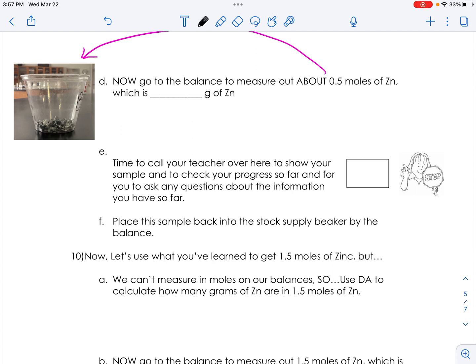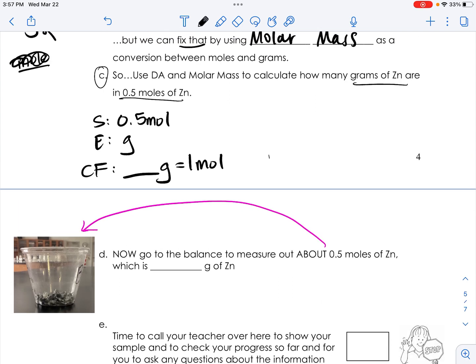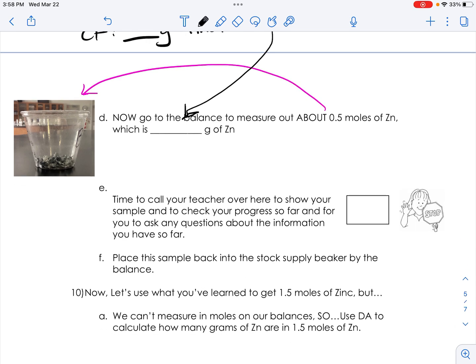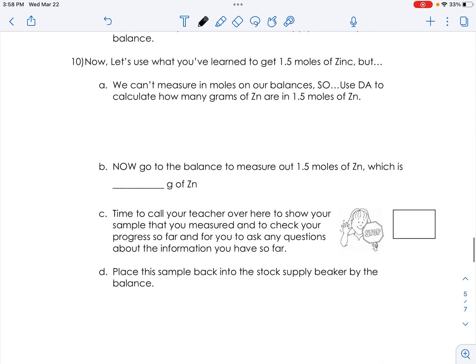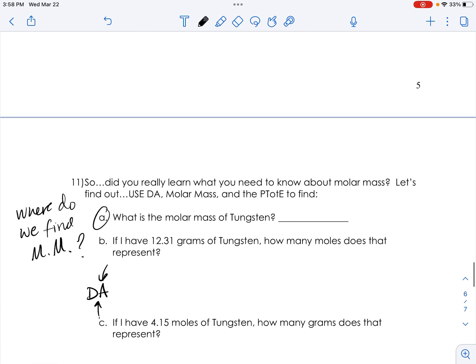Letter D says, now go to the balance and measure out about 0.5 moles of zinc, which is blank grams of zinc. That's what you should have calculated up here, okay? So my picture shows you what 0.5 moles is, but you have to tell me how many grams are in 0.5 moles of zinc. And then finally, at the end here, they're saying, okay, now do the same process, but with 1.5 moles of zinc, okay? So you can do that on your own. Pause and do that now.